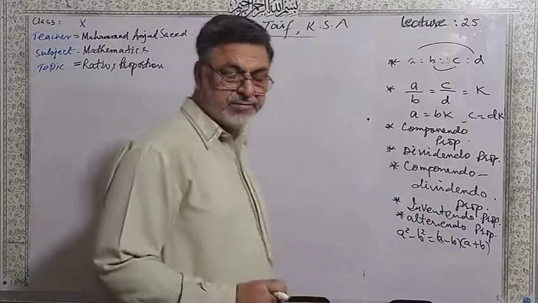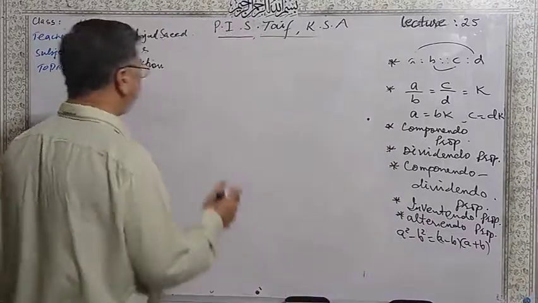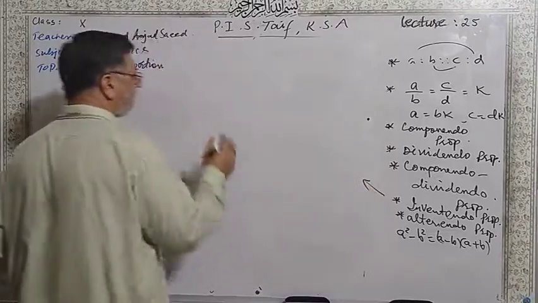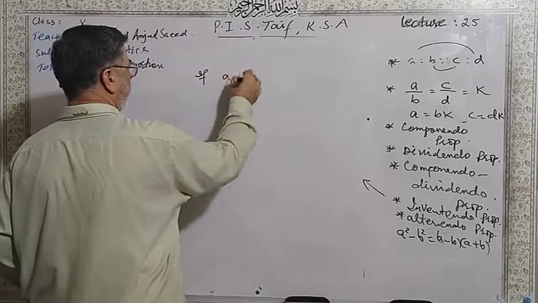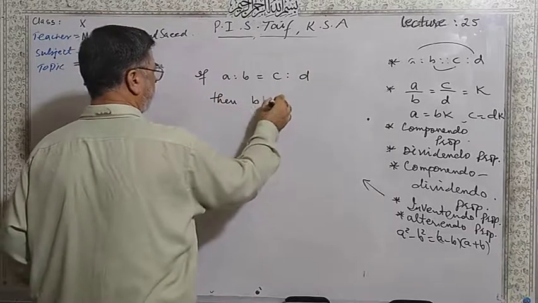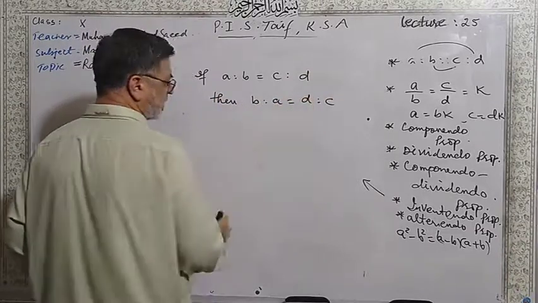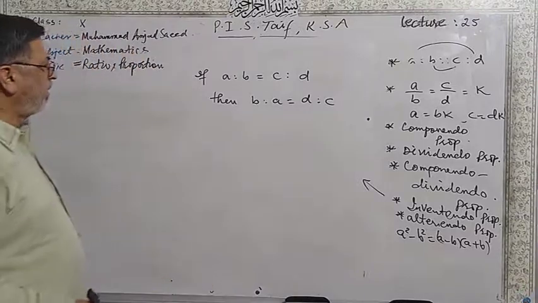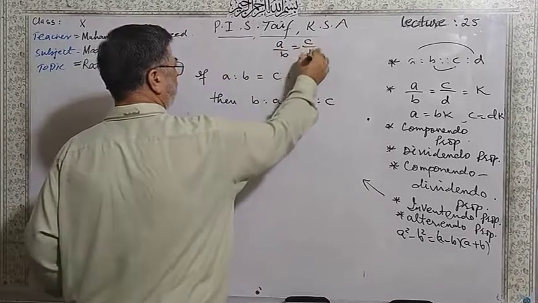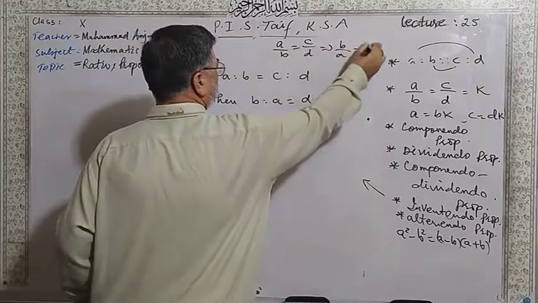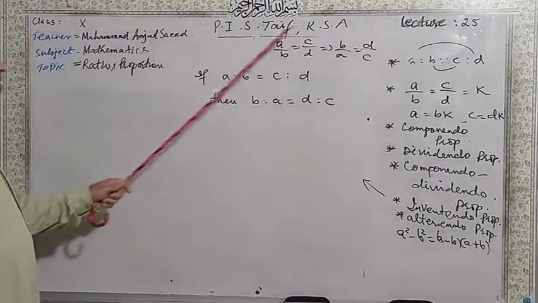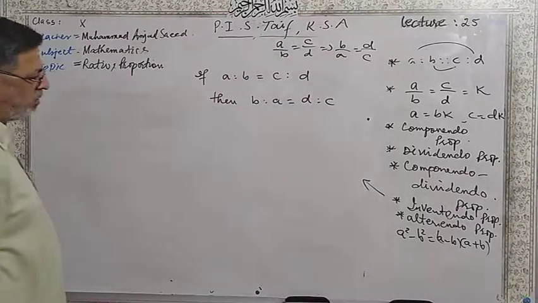First of all, invertendo, this one. Invertendo property: if A ratio B is equal to C ratio D, then B ratio A is equal to D ratio C. This is known as invertendo property. Or you can say A over B is equal to C over D, then this will be B over A is equal to D over C. You invert the terms, you invert the sides, that becomes invertendo property.